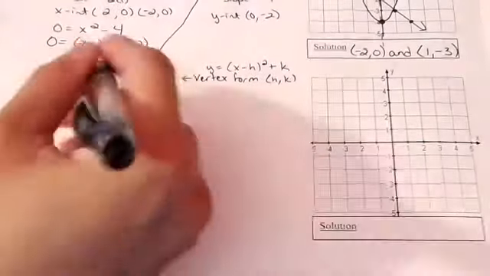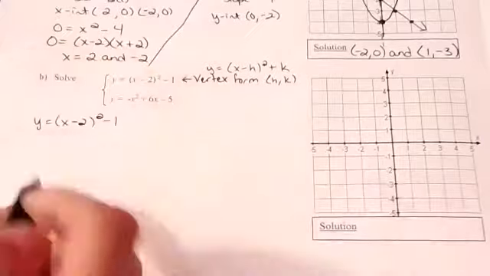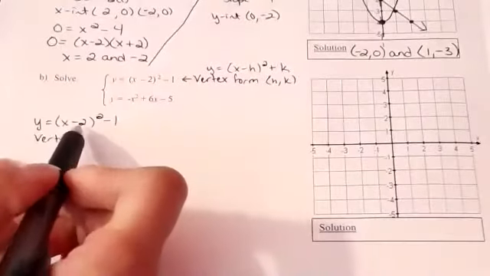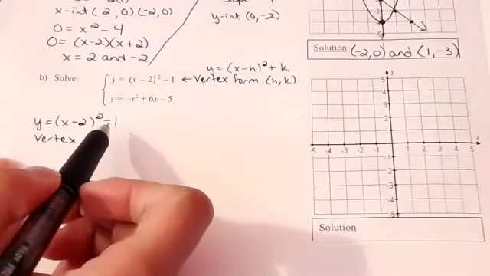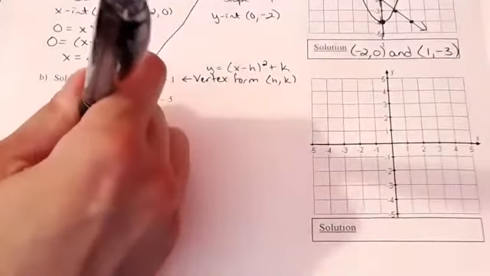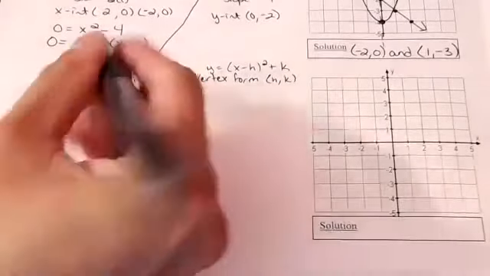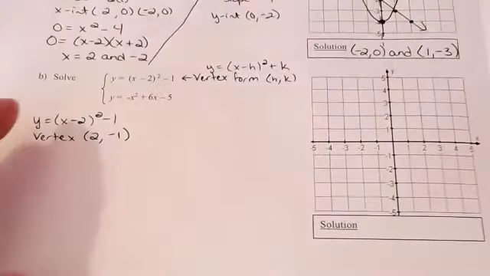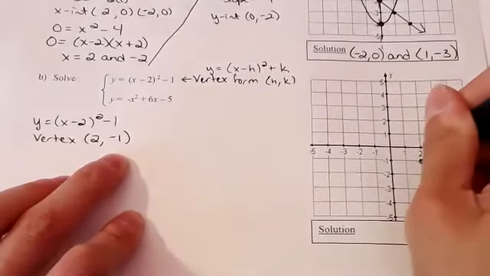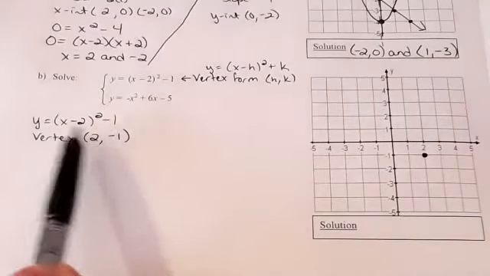Having said that, let me rewrite this equation. y is equal to x minus 2 squared minus 1. What this tells us is that my vertex is 2, -1, because remember it's h, k. The equation is already x minus h. H in this case is 2. And k is whatever is after the squared term, so it's a -1. So I know the vertex here is 2, -1. Out of curiosity, is this equation going to open upwards or downwards?